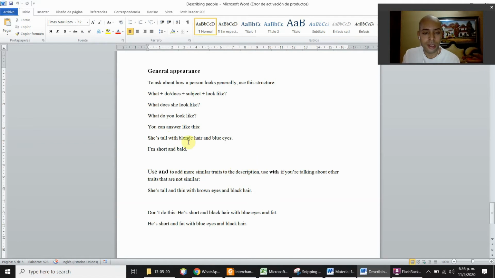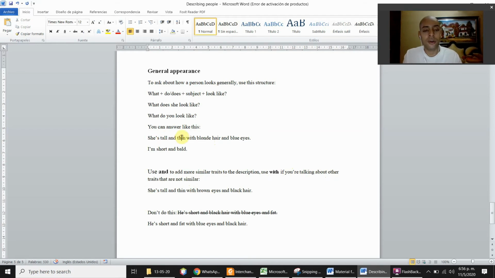Here you're using traits like the color of the hair or the form of the hair and the color of the eyes. So you are describing different parts of the body. So you use and in this case. And with, if you are going to talk about other traits that are not similar. For example, she's tall. You can say she's tall and thin, for example.